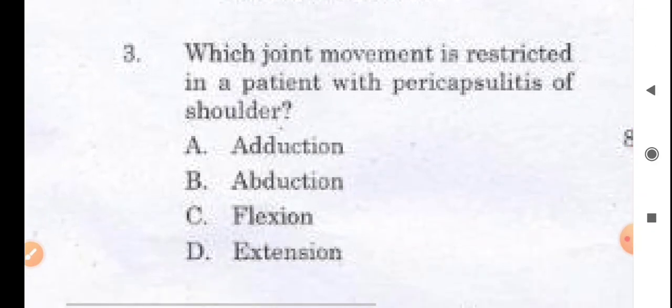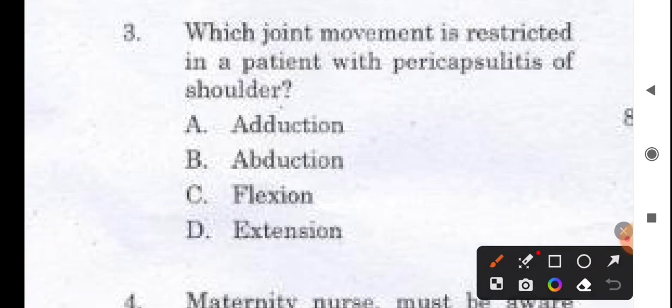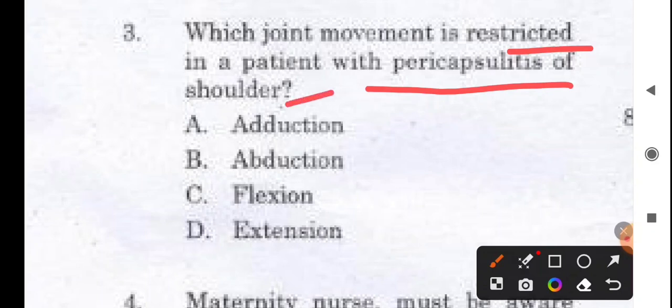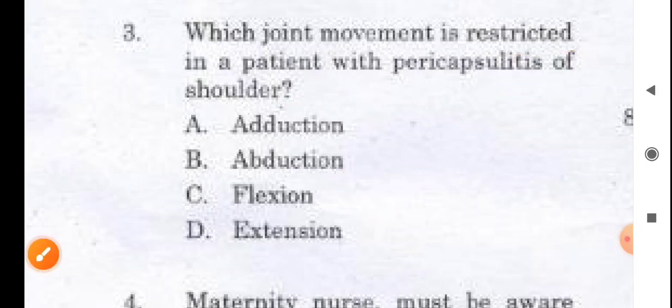Okay, so next, which joint movement is restricted in a patient with pericapsulitis of shoulder? Options: adduction, abduction, flexion, extension. Okay, so move on to the next question.